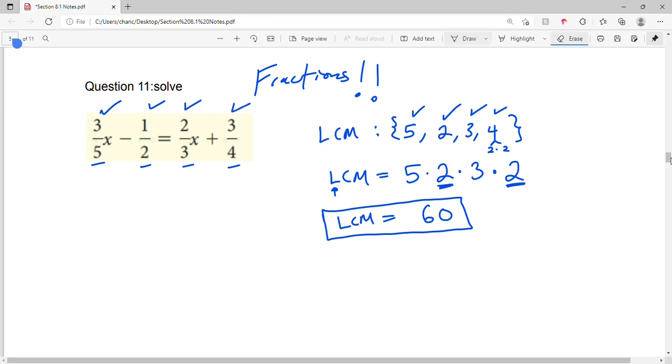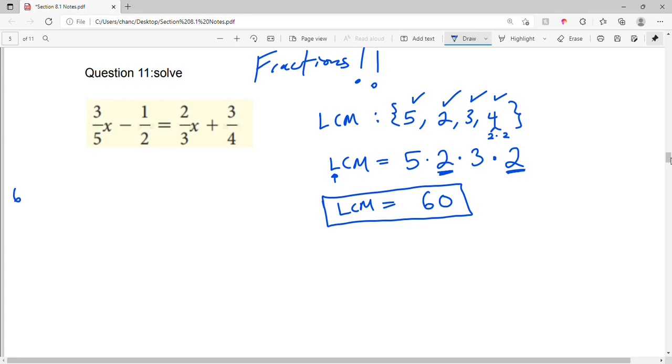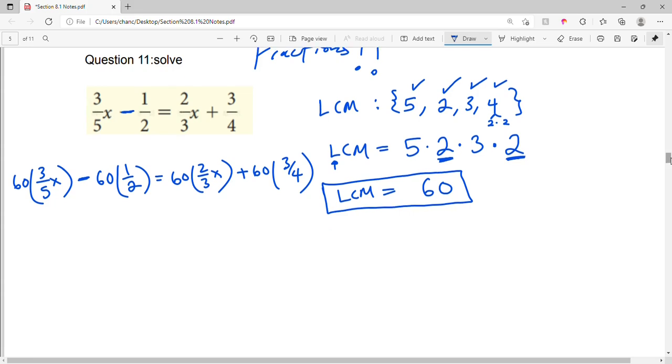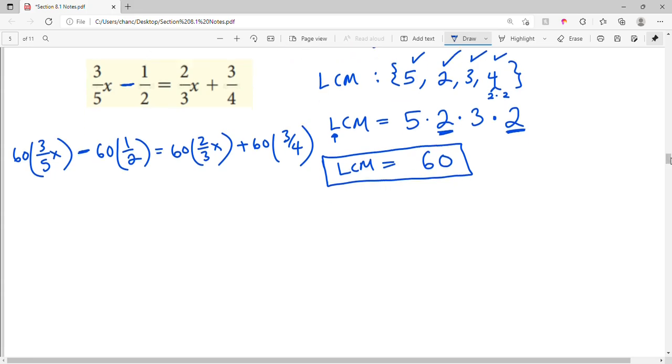So let's try that. I'm going to take 60 and multiply it by 3 over 5x. I have a negative here, so I'm going to just put that in the front. And then put 60 times 1/2 equals 60 times 2/3 x and 60 times 3/4. We're taking that 60 and multiplying it to every single term of our equation. Now it looks like we made the problem even worse, but it's actually going to cancel out all of the fractions, and that's what I want.